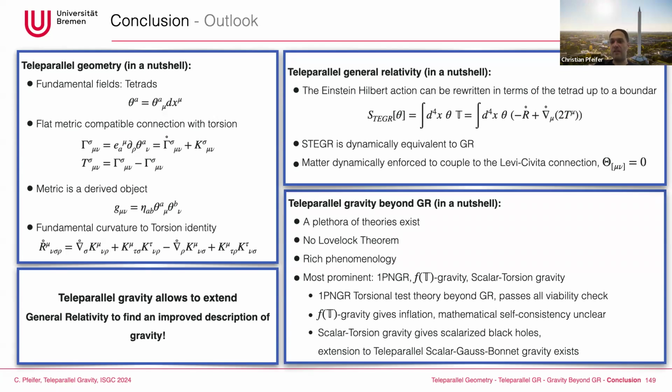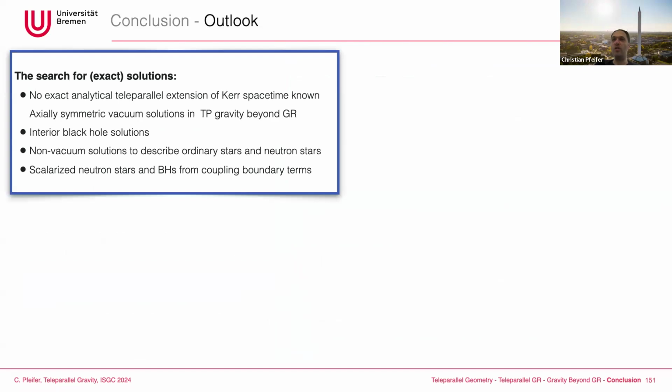We have not yet found the teleparallel theory which cures all the problems I mentioned in the beginning, which we have on the basis of general relativity. Quick outlook. So what we are searching for a lot is exact solutions to the teleparallel gravity theories. For example, there are no axially symmetric vacuum solutions known which generalize the Kerr space-time. We're looking further for interior black hole solutions.